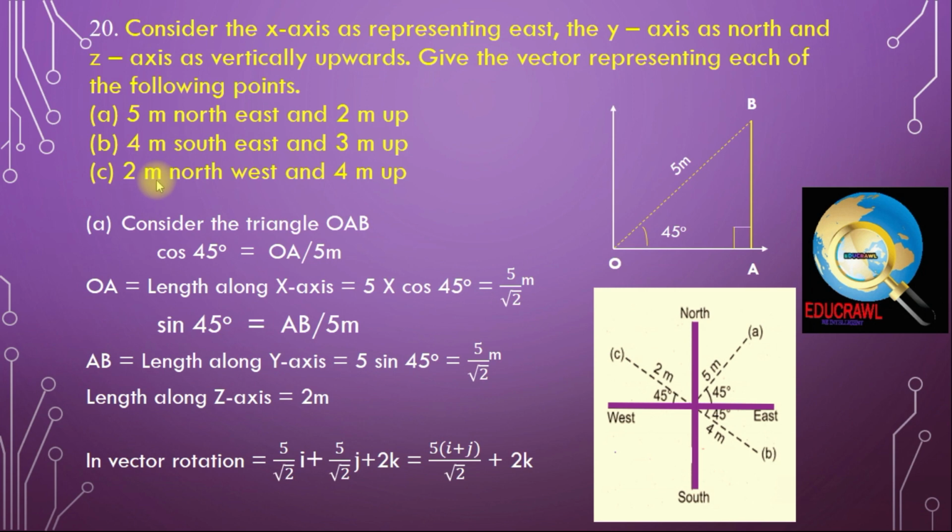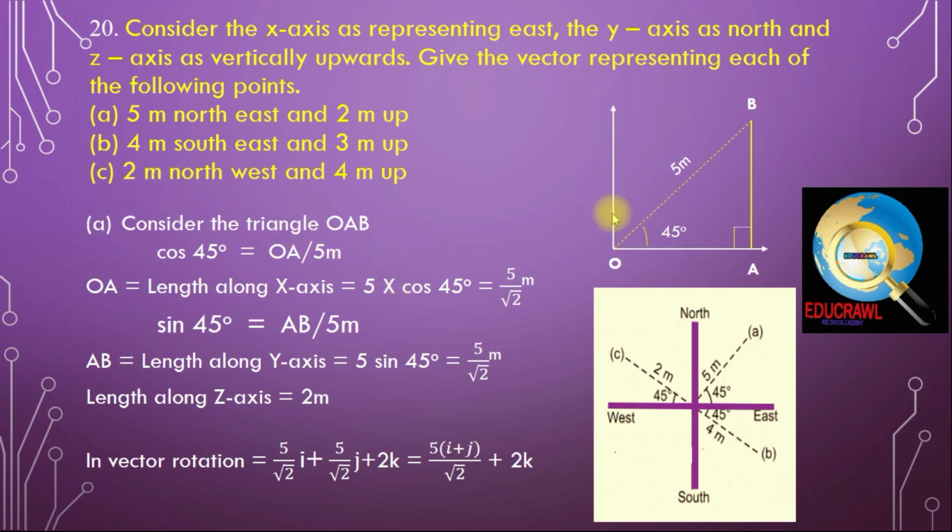And C it is 2 meter northwest. Where is northwest? See my pointer, this is northwest. It is 2 meter and 4 meter up. Again it can't be drawn in the 2-dimensional diagram. So first we have to find the vector representing these. So first we shall go with the A.